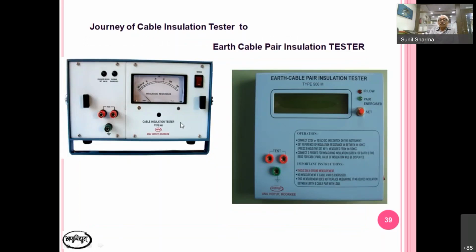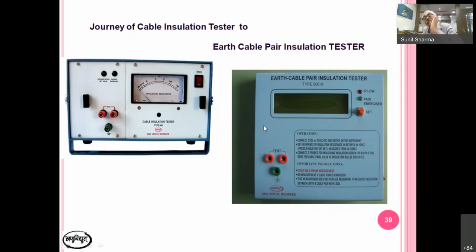This one is the previous analog version, which is included in the ELD. Now this one is the latest version, a digital CIT. It is only 500 grams, and you can accommodate it in your palm. The work is the same, but more user friendly. At any station, purchase 1 or 2 instruments and use them, because it is very easy and safe also.